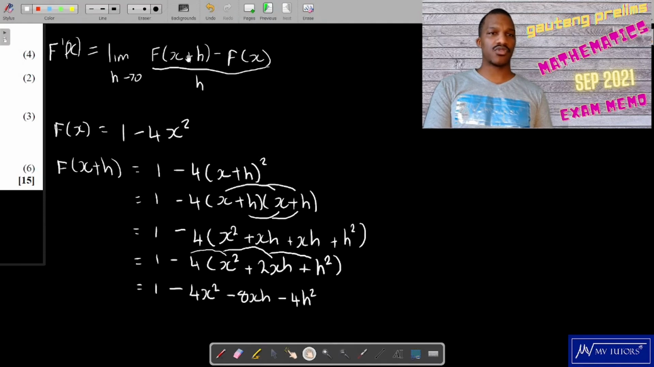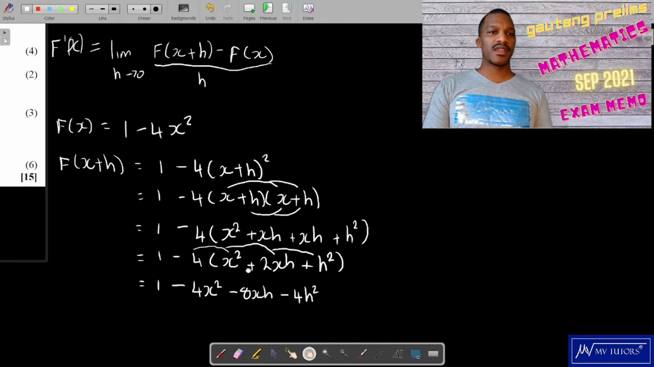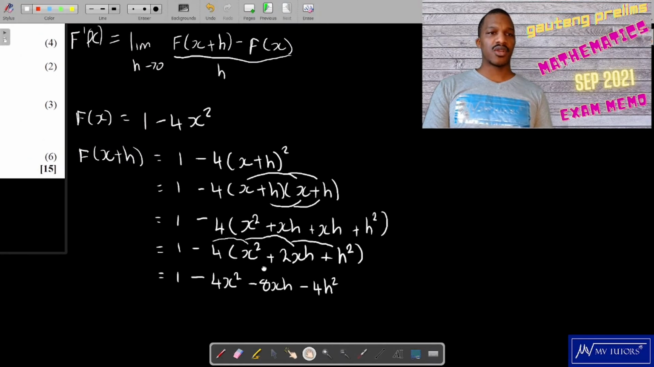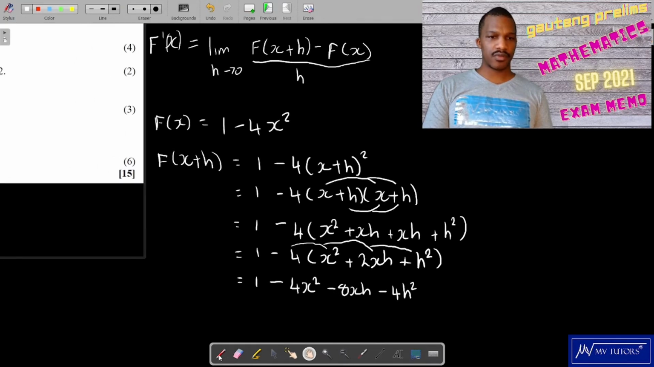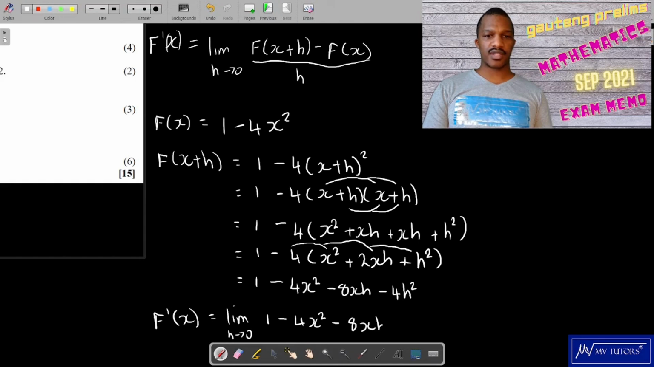I'm just gonna substitute it back into that formula over there and then continue working it out. So then I'm gonna say f1 of x is therefore equal to the limit as h tends to 0 of f(x plus h). I'm just going to substitute this whole thing, which is going to be 1 minus 4x squared minus 8xh minus 4h squared, and then minus f of x.